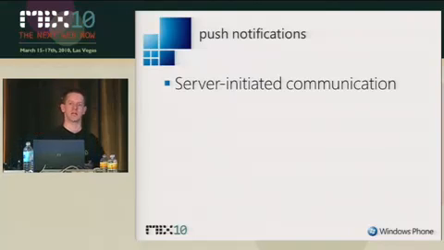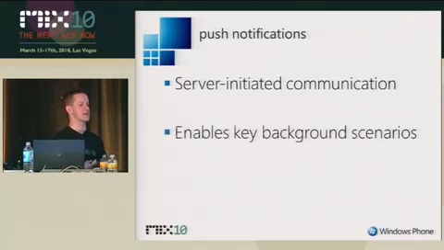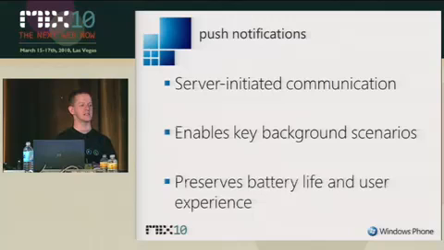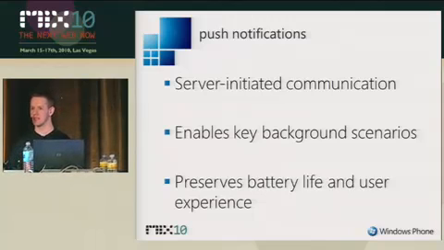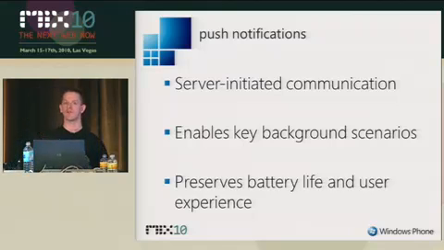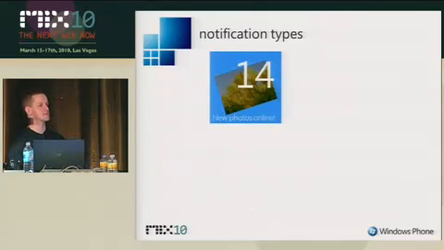So a push notification is a server-initiated communication that enables key background scenarios whilst balancing battery life and preserving user experience. And so this is what we mean when we talk about smart multitasking, is that we offload the multitasking to the server and let the user focus on the foreground application, give all the resources to the foreground application, and let you notify the user from the server when there's something that they need to worry about. And there are three types of push notifications that you can use in Windows Phone.